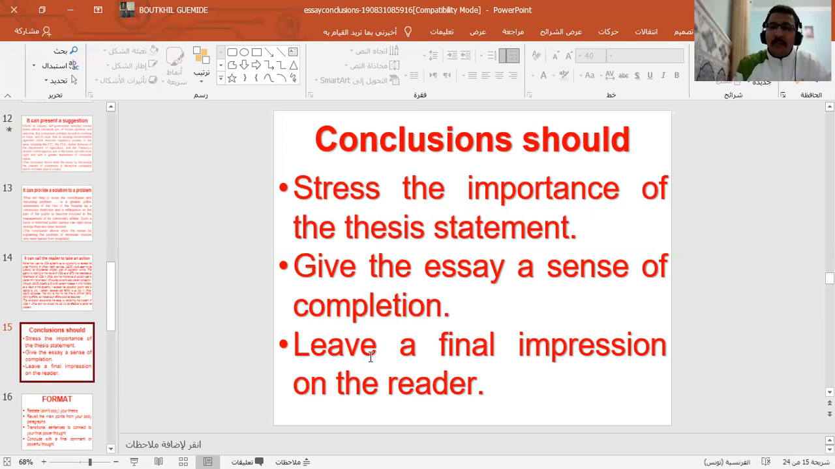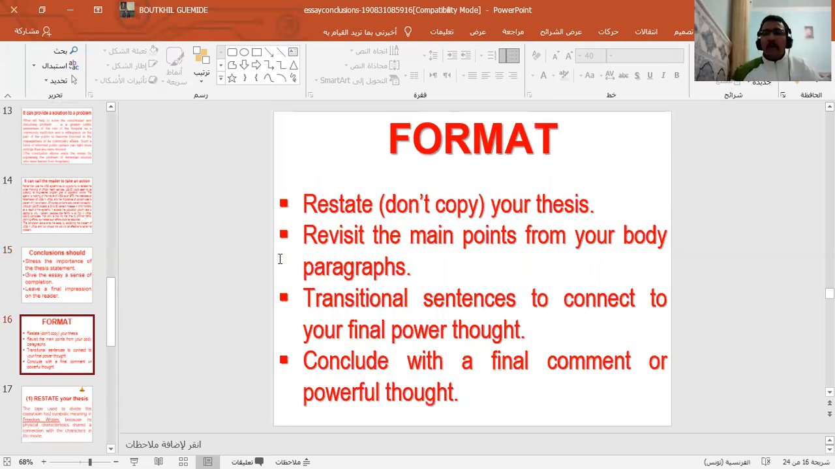They should give the essay a sense of completion, and they should leave a final impression on the reader's mind. As far as the format of writing a conclusion of the essay, it should be divided into 4 sections. Section number 1 is left for restating the thesis statement. Don't copy, but just restate. Rewrite in other words.